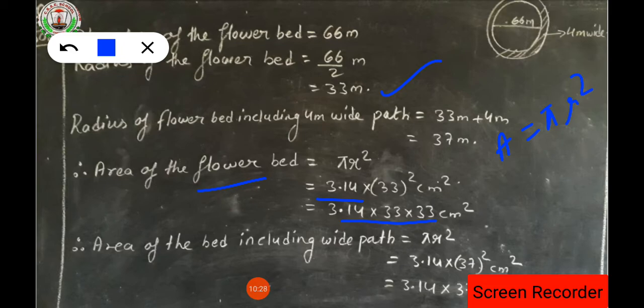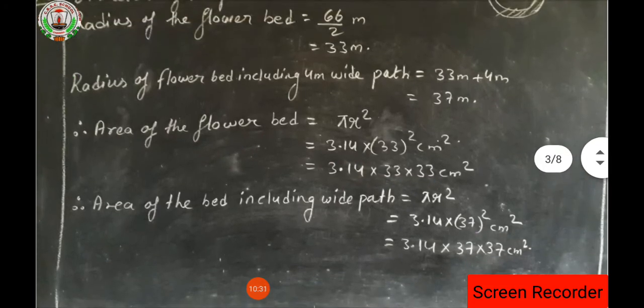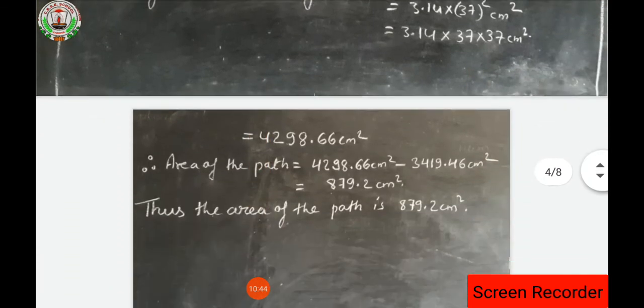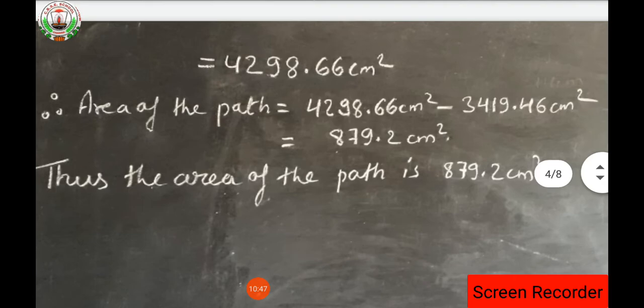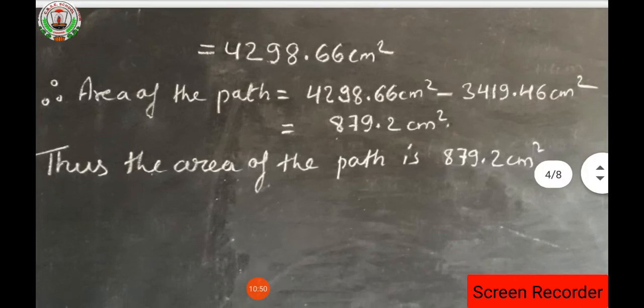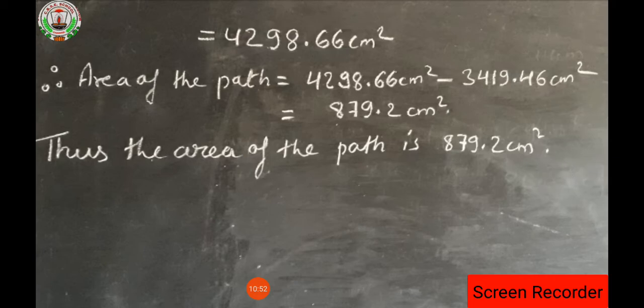Clear? Then look at the next part. Again we are going to find the area of the bed including the white path, that is pi r square. The r value we have to take here is 37, so 3.14 into 37 into 37 meter square. After that we will get the answer as 4298.66 meter square, the area of the bed including the white path, and 3419.46 is the value of the flower bed.